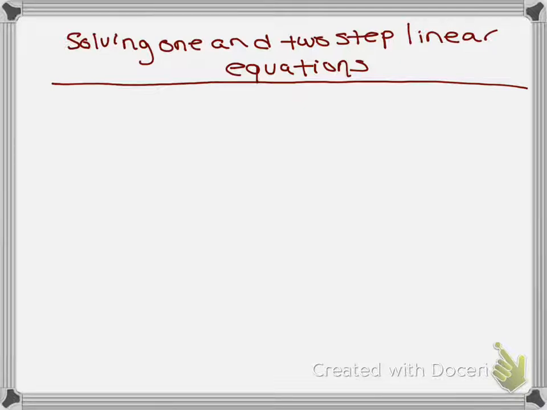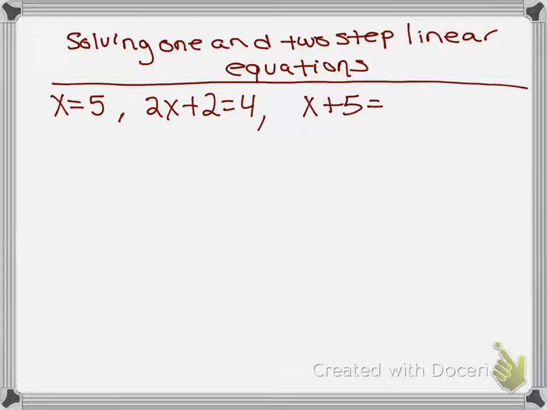So first thing is, what is a linear equation? I'm going to write some examples down here. Everything I'm writing, I'm just making them up as I go. Everything that I wrote is a linear equation. All right, so x equals 5, 2x plus 2 equals 4, x plus 5 equals 3. Those are three linear equations.